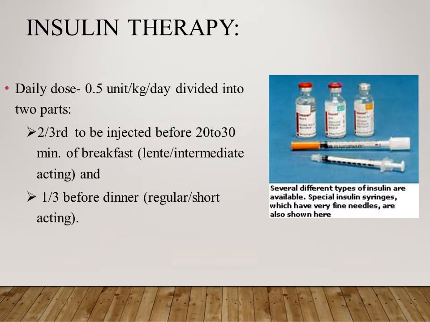Now the insulin therapy. The daily dose is 0.5 unit per kilogram body weight per day, divided into two parts. Two-thirds of the whole dose should be injected 20 to 30 minutes before breakfast, comprising lente or intermediate-acting insulin, and one-third of the rest of the dose before dinner, which should be regular or short-acting insulin.